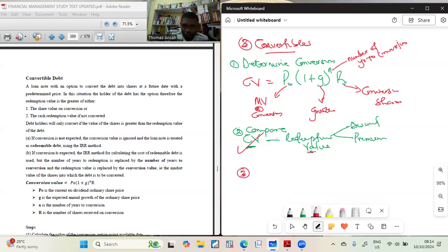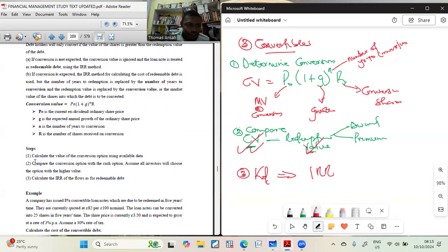Step 3, of course, you are looking for KD for convertibles, and so the formula is still IRR. It's just that the value on the last day, which is the redemption value, can either be the CV or the redemption value, whichever is higher. Basically, that is it. Because if you don't convert, you collect cash. But if you convert, you get the value of a share.